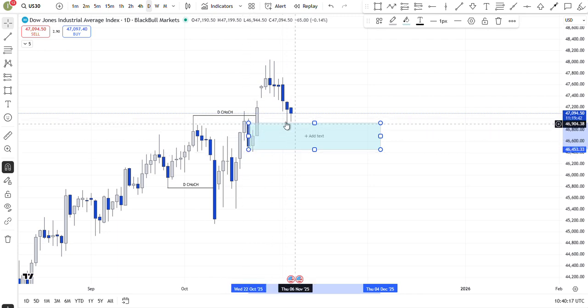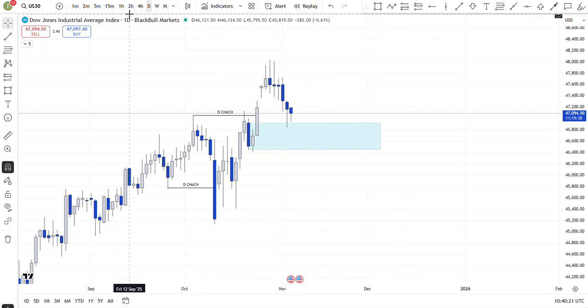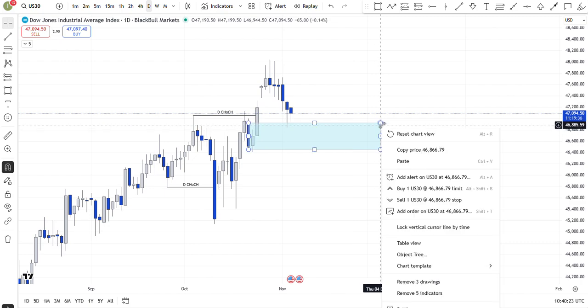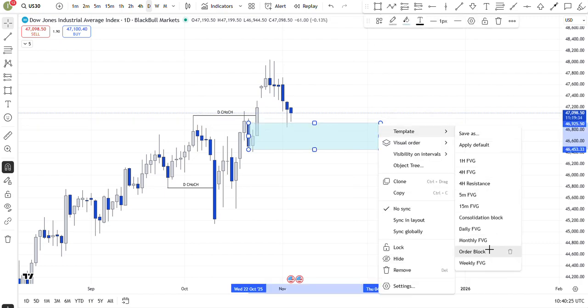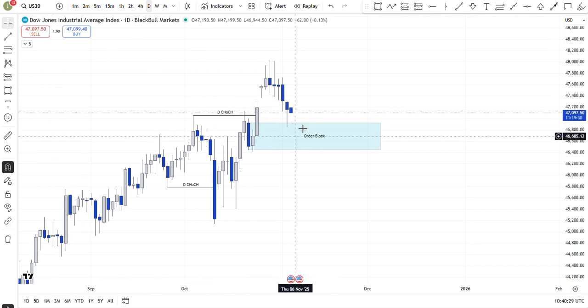So you can see price tapped into this order block. And that's pretty much it then from the higher time frame. I'll mark this off as an order block so we know what it is, so we know price tapped in. That tapped in while I was asleep over the Asian session. So I'd have all this information laid out.